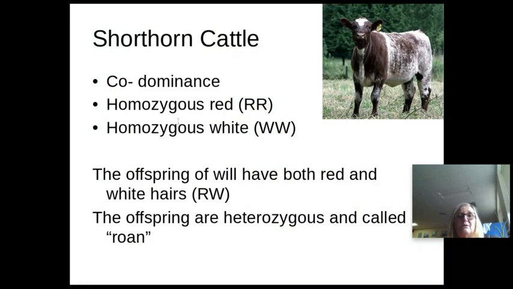Shorthorn cattle, codominance: homozygous red is crossed with homozygous white. The offspring will have both red and white hairs. Anytime you have a red and white mix, it's called roan.